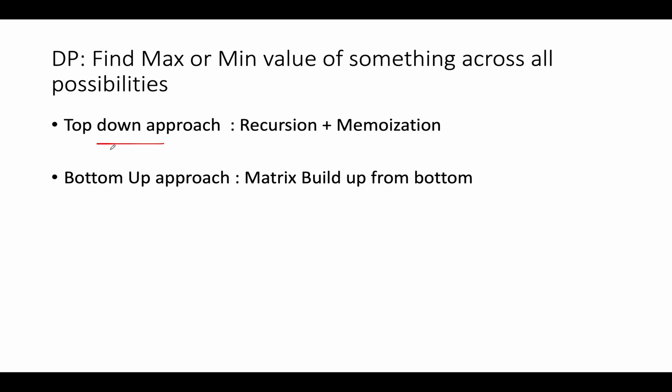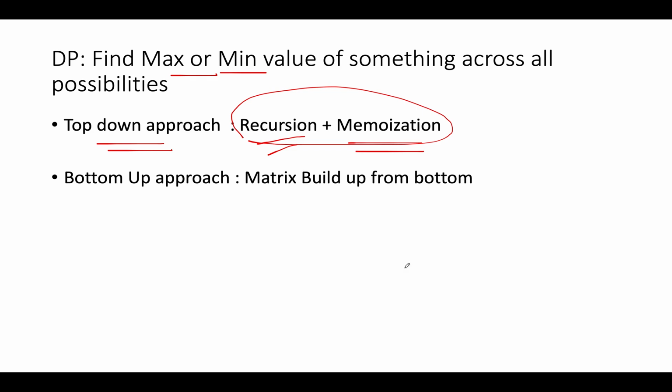In each and every problem of the top-down approach, we use recursion plus memoization, and in the process of finding the answer, usually we have to look for the maximum value or the minimum value across all the possibilities specified in the question. So we recursively iterate through all possibilities and we use memoization so that we are not recalculating values that we have previously calculated. This forms the basis of the top-down approach.